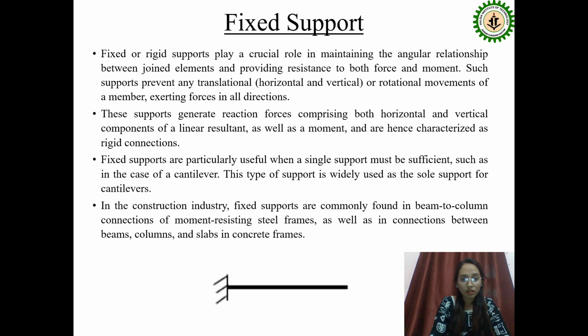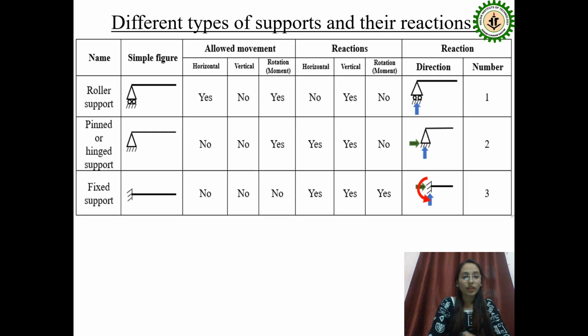Okay. Now, this is a chart where we can see the different types of supports and their reactions. For roller support, we can see a simple figure that is denoted here, which allows movement in the horizontal, yes, vertical, no, rotation, yes. And where there is movement, there is no reaction. Where there is no movement, there is reaction.